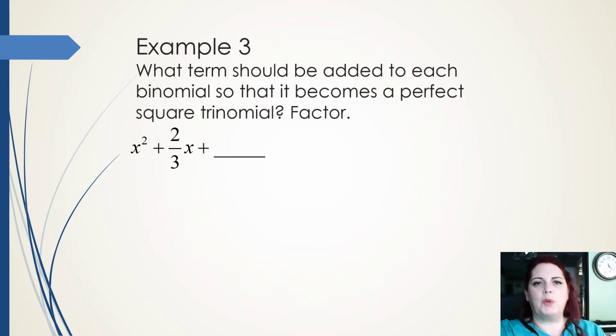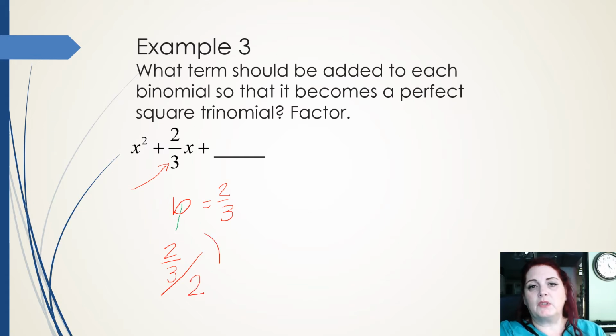And let's just do one more. This time it's positive, but look at that. Oh my goodness. b is 2/3. So we're going to have 2/3 divided by 2, and then we're going to square that. Well, 2/3 divided by 2 is 2/3 times 1/2. So that gives me 1/3.